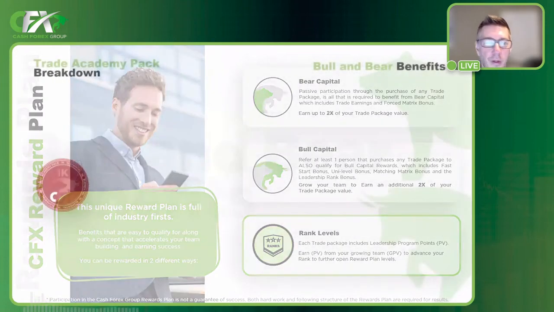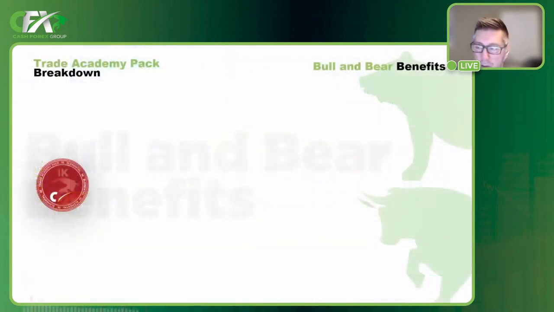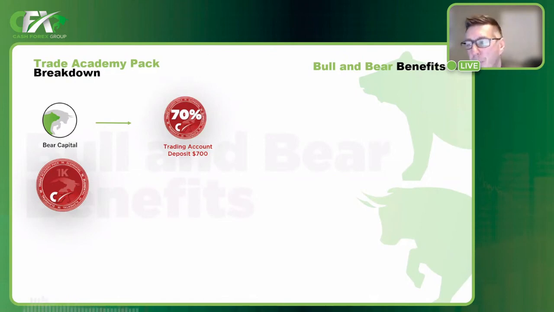Now, let's give you a bit of a 30,000-foot overview as to exactly how this whole thing works. We're going to use an example of a $1,000 trade package, and you can see that icon on the left-hand side of your screen. Let's first of all talk about bear gains or bear capital. Bear capital, if you recall, is the 70% that is going to be traded on your behalf through the trading pool. So 70% of a $1,000 trade package is $700. That's $700 being traded on your behalf Monday to Friday on positive or winning trading days, and you can earn up to 2 times or 200% of the value of your $1,000 trade package.